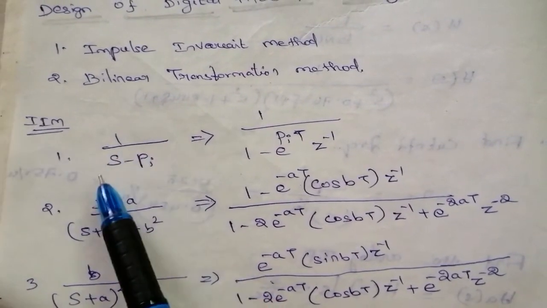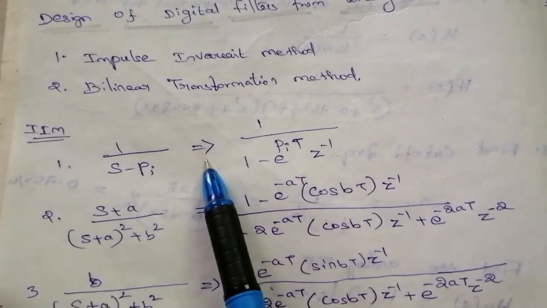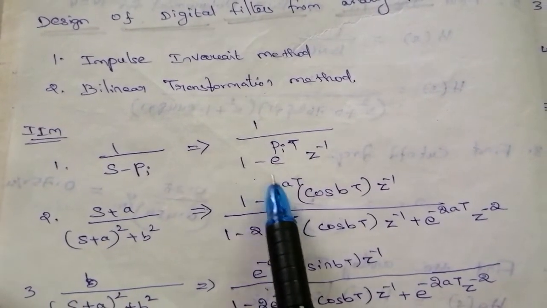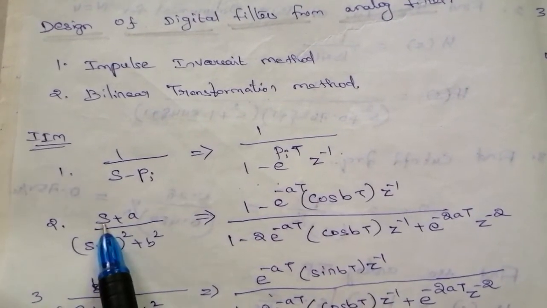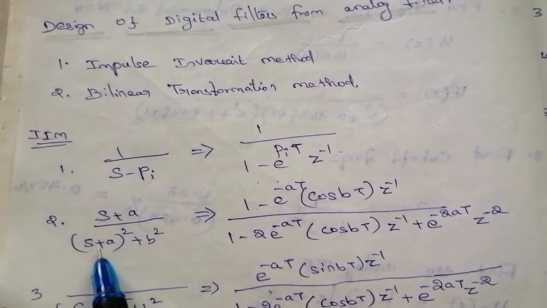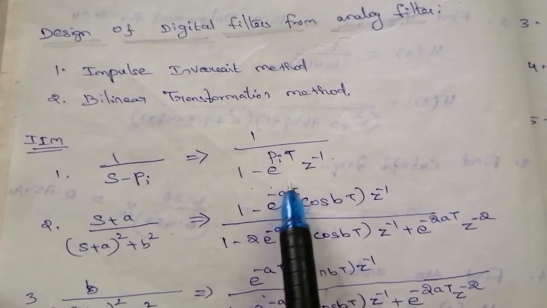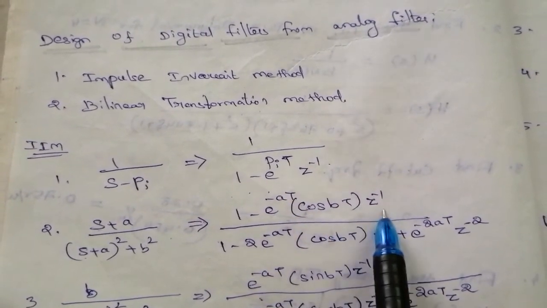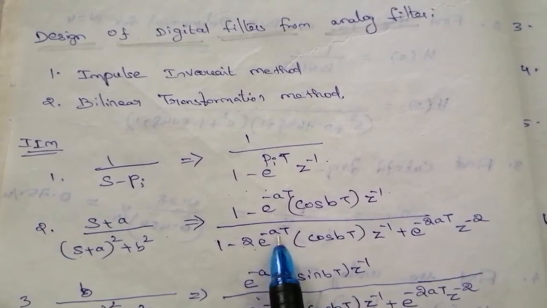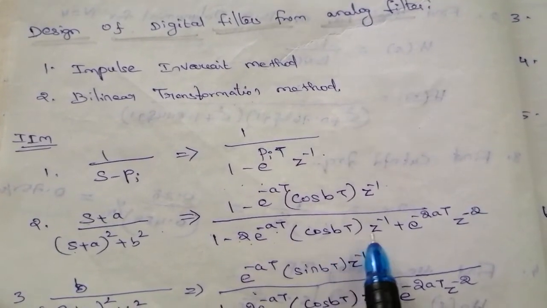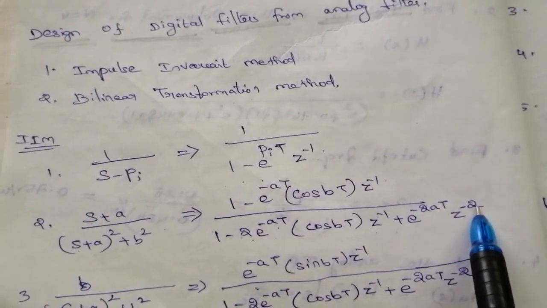So 1 divided by s minus pi, where pi is nothing but that particular pole, is equal to 1 divided by 1 minus e power pi into T z power minus 1. Second formula, s plus a divided by (s plus a) squared plus b squared equals 1 minus e power minus aT cos bT into z power minus 1, divided by 1 minus 2 into e power minus aT cos bT into z power minus 1 plus e power minus 2aT into z power minus 2.